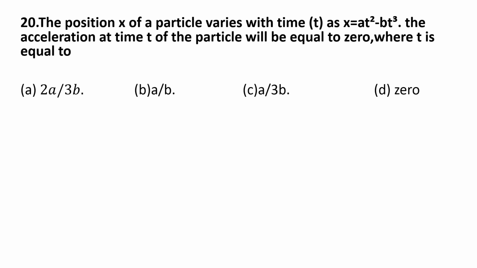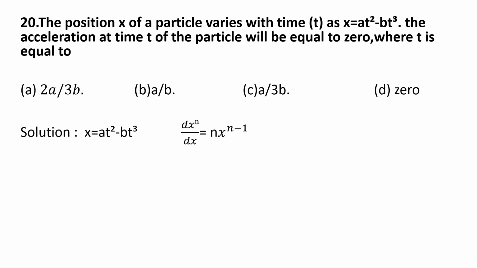Here the position of the particle varies with time and it is given in the form of the equation x is equal to at square minus bt cube. Here first you need to find velocity. Velocity is equal to dx by dt, means differentiation of x with respect to time.